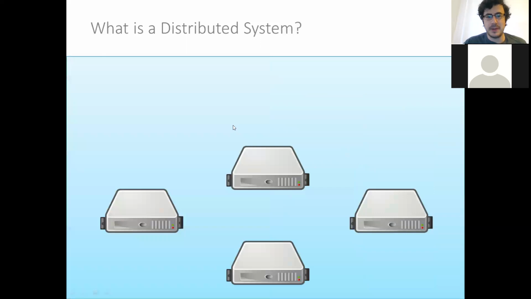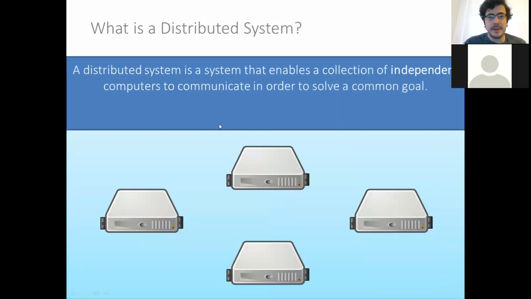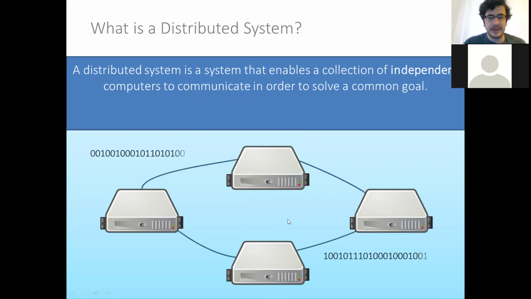So we have independent machines that collaborate to form a system. What is a distributed system? A distributed system is a system that enables a collection of independent computers to communicate in order to solve a common goal. So we have four machines here. They're somehow communicating. They can also communicate pairwise. They're sharing some information between each other to address some task or solve a goal.